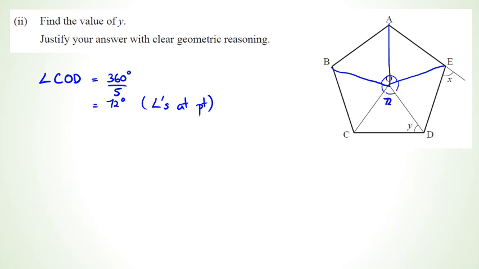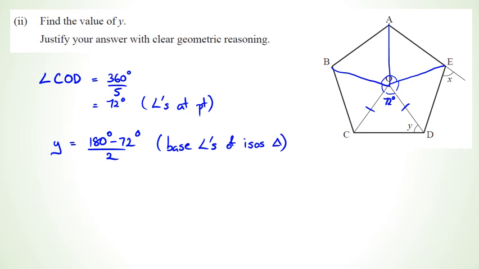So once I've figured out that this is 72 degrees, because it's a regular pentagon, I know that I'm going to be dealing with an isosceles triangle. So I could then say that angle y is equal to 180 minus 72 degrees, divided by 2, because in this case we're looking at base angles of an isosceles triangle, which means I'm going to get an answer of y is equal to 54 degrees.